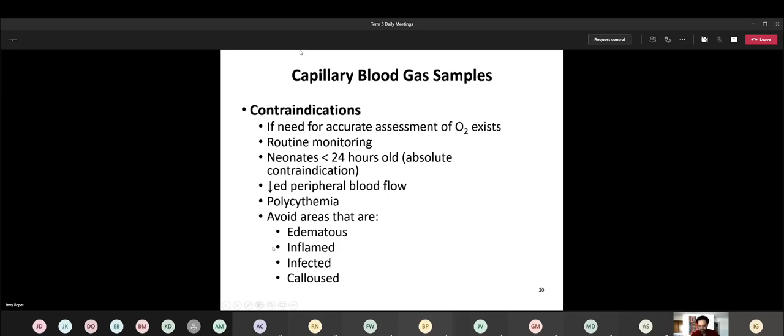Calloused, if your baby has already started walking, then that's an automatic, no way am I going to try to get a capillary blood sample. As soon as the feet are touching the ground, you're building up calluses. As we know, our heels are very rough for that reason, because if you always walk around barefoot, that extra layer of callus tissue is going to protect your feet. So anytime they have already started walking, you're going to have to use another option to get blood.